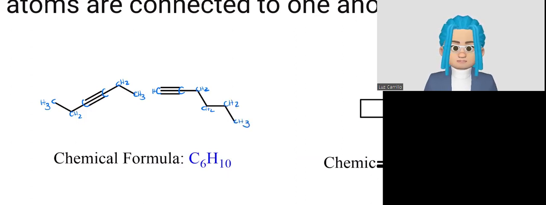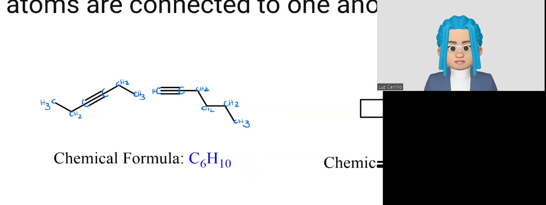We can observe that both molecules have 1, 2, 3, 4, 5, 6 carbons, and then 10 hydrogens. 3 plus 2, that's 5. 3 plus 2, that's another 5. That's where the H10 comes from. 1 plus 2, that's 3. Plus another 2, that's 5. 2 and 3, that's another 5. We have the 10 hydrogens in the other molecule.